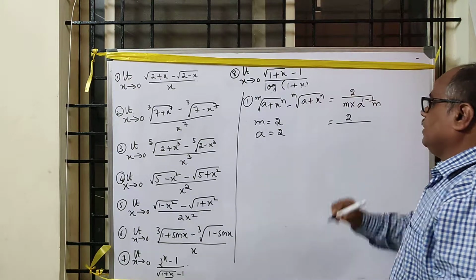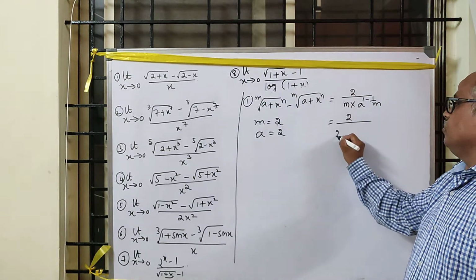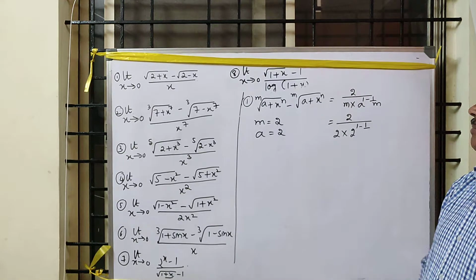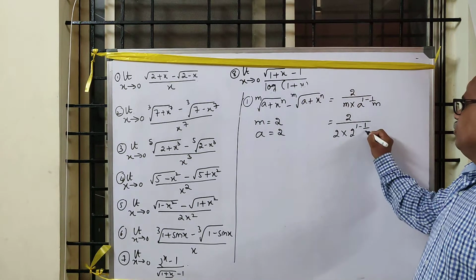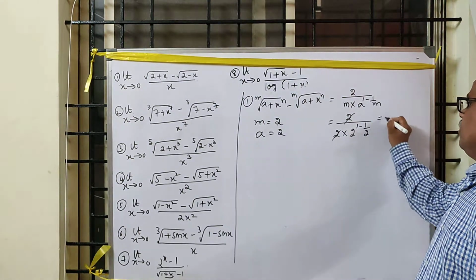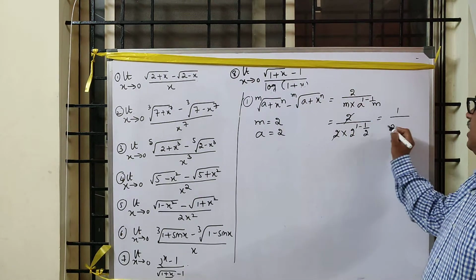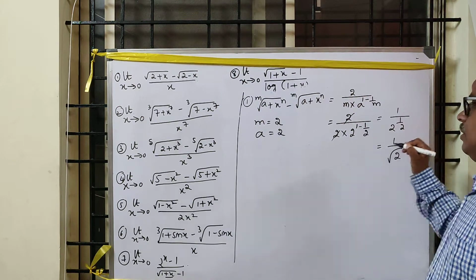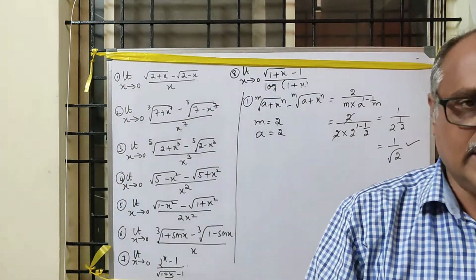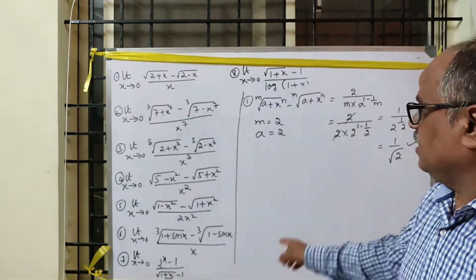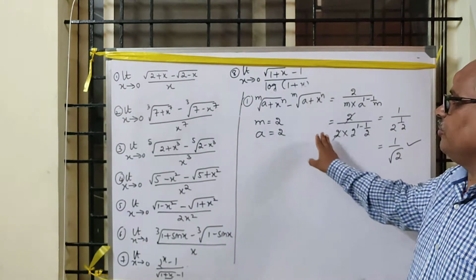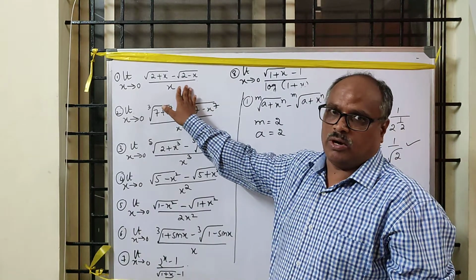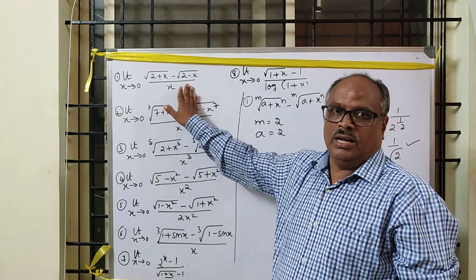2 divided by the value of m is 2, into 2 to the power of 1 minus 1 divided by the value of m, which is 2. The 2s get cancelled, giving 1 into 2 to the power of 1 minus half, which is half. So the answer is 1 divided by root 2. In both methods, we get the same answer. Which is easier? This method is easier. So you have to remember this formula when we solve this type of problem in competitive examinations.